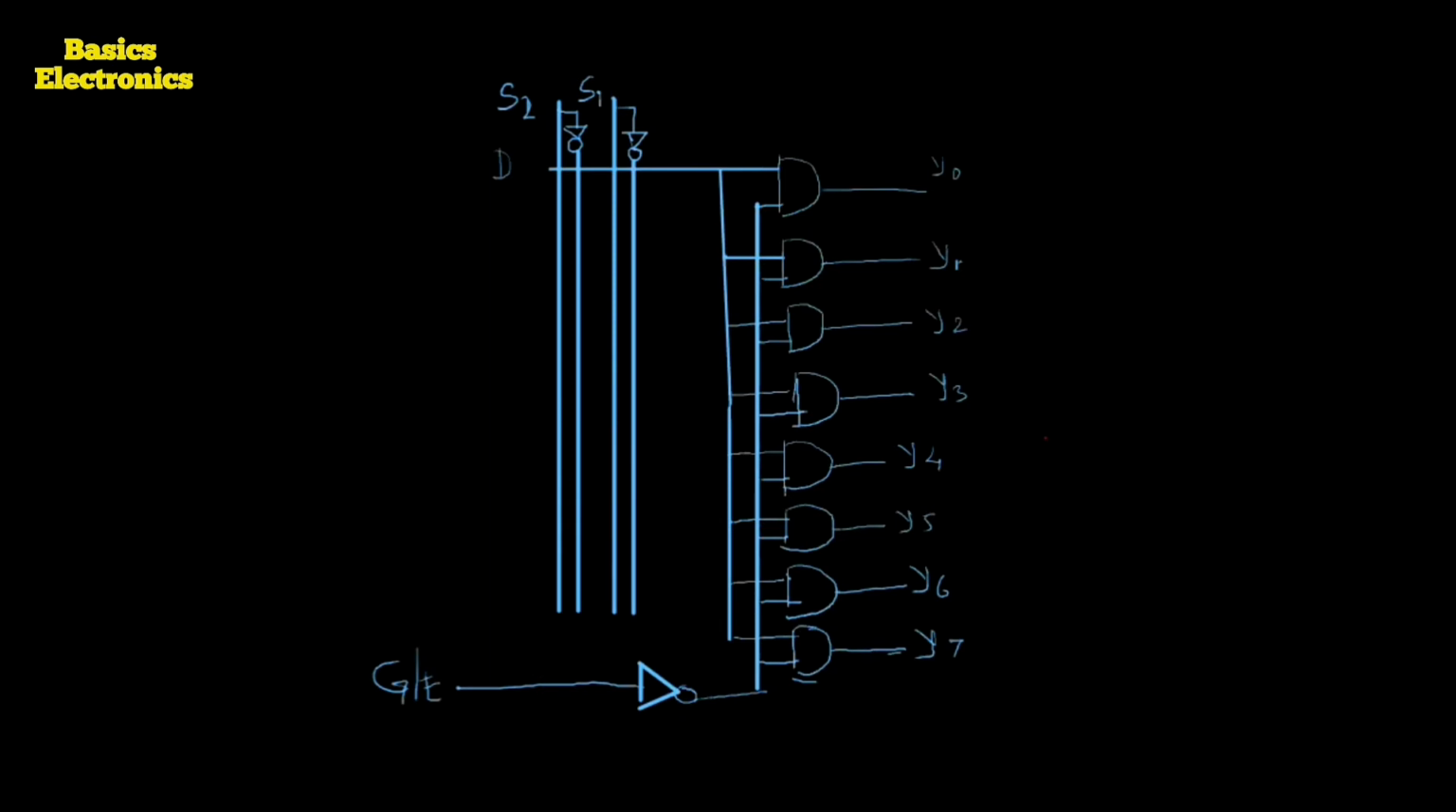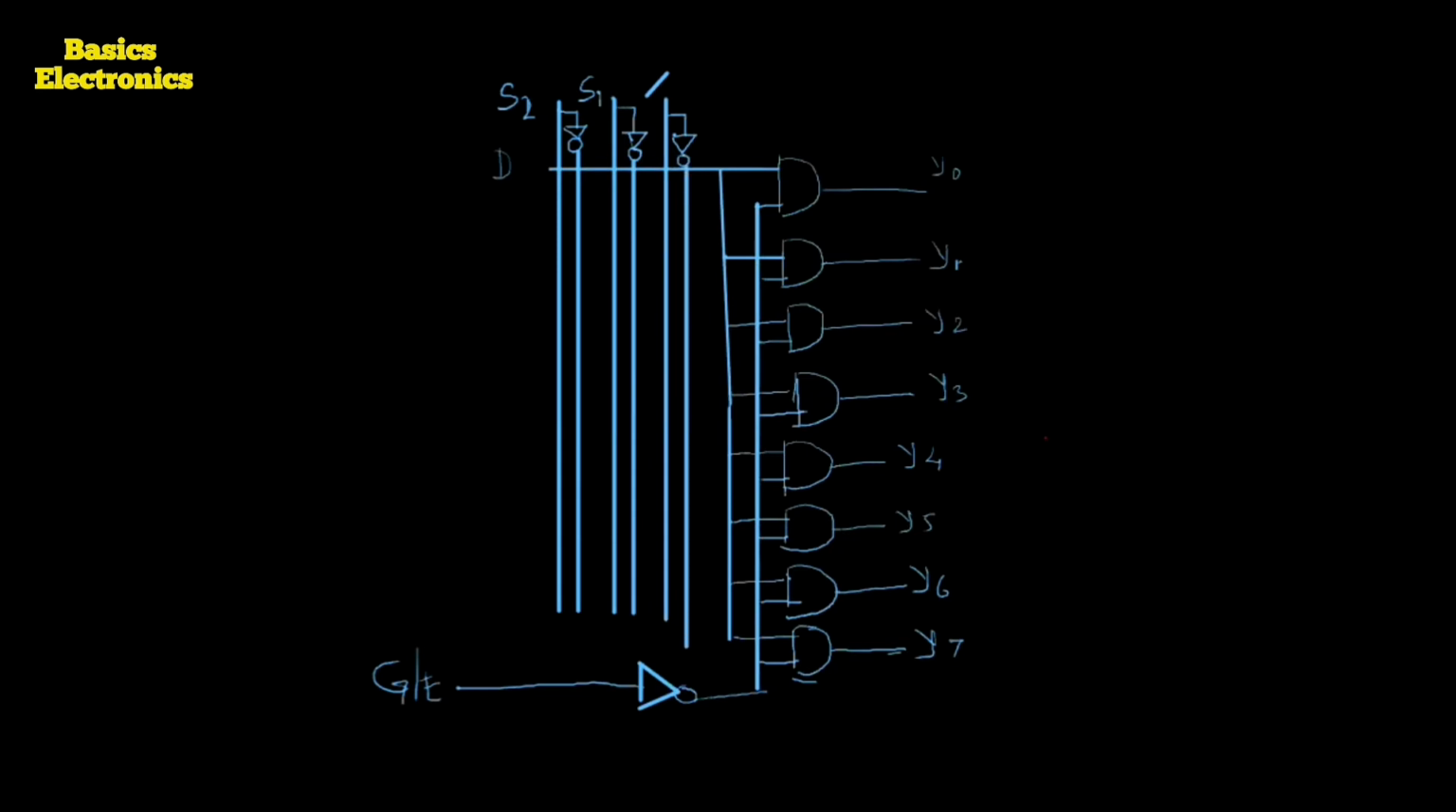Then one more line we require for the select input S0. So here it is the line. That line is the S0 line. Here it is the S0 line. So this line is the S0 line. Then the inverted line we required. That line we call the active low line. Here it is the active low line. For the active low line we require to use the NOT gate.